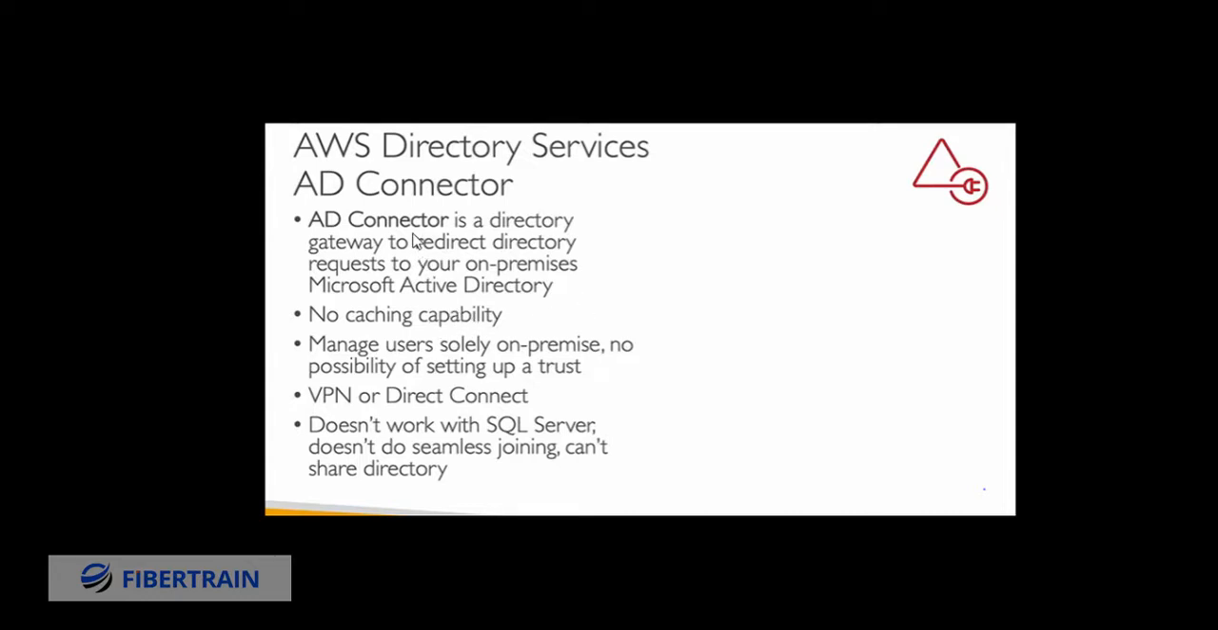Communication between the AWS AD Connector and your on-premises Active Directory Domain Services server can be done through a virtual private network (VPN) or through DX, which is Direct Connect. This type of AD service in AWS does not work with a SQL server. It's not compatible with a relational database management system, and there is no seamless domain join, which means that you cannot join your EC2 instance to this Active Directory. So you can't share the directory as well.